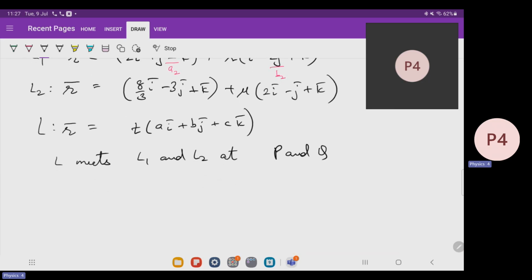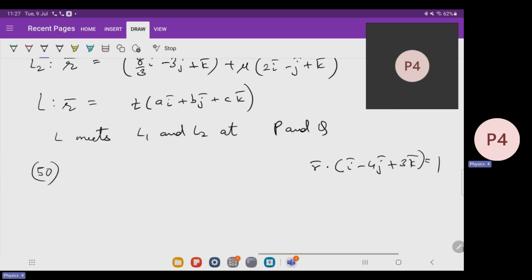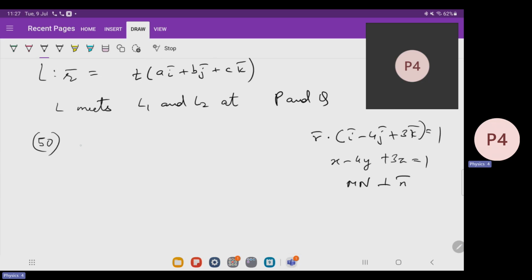Let M be a point in space and N be a point on L1. Let lambda be the value for which MN is parallel to the plane r bar dot (i minus 4j plus 3k) is 1. So what is the equation of this plane? This is the vector form. So in the Cartesian form, it will be x minus 4y plus 3z is equal to 1. Now MN is parallel to this plane, so MN will be perpendicular to its normal. Okay, so M is given. M is (1, 2, 3).